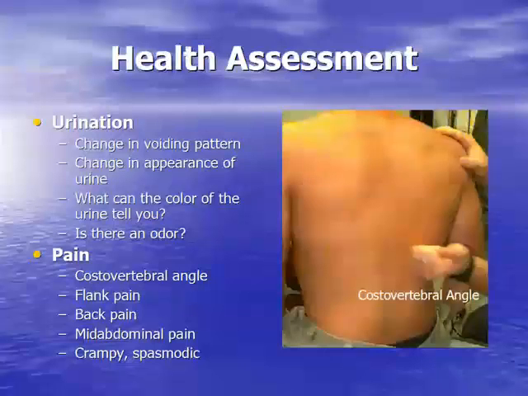So pain, if that patient has any pain in the costovertebral angle area, it could indicate that that patient has some sort of kidney infection or some other disorder going on. So part of the nurse's assessment should include looking for flank pain, back pain, mid-abdominal pain and possible vomiting, and crampy, spasmodic type of pain, which the patient could have if they had a kidney stone or something like that.